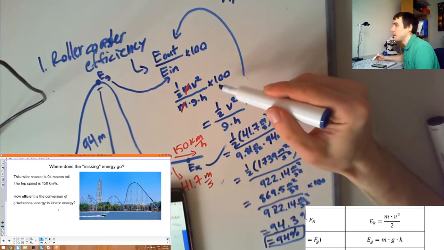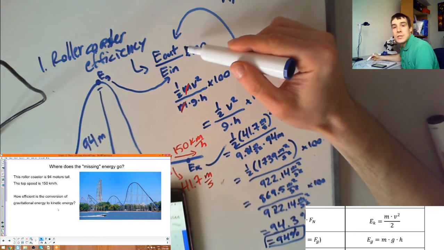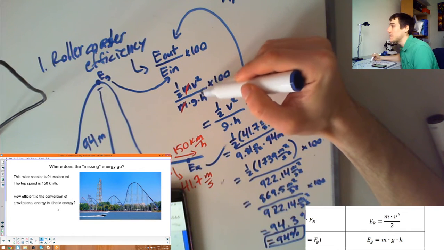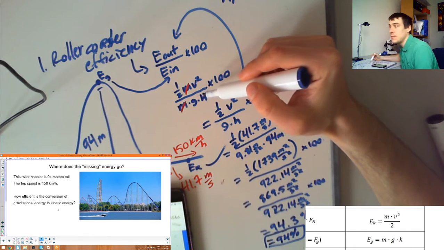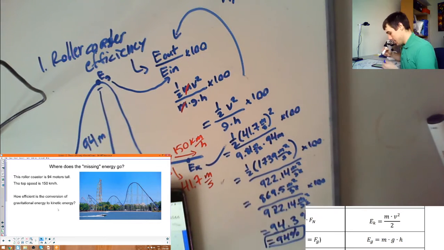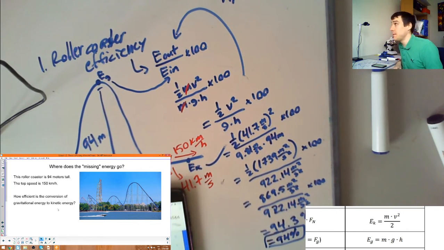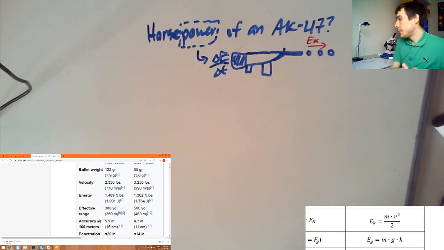The most important piece here is figuring out which energy equation is on top and on the bottom, and then being able to cancel out the mass. It's a very handy way to do things. Now I'm going to get to the bullet horsepower, the AK-47 horsepower question, but that's going to take a little bit of setup, so I'm going to pause the video and you'll see a little jump here. So just a sec. Okay, so here's the second one.